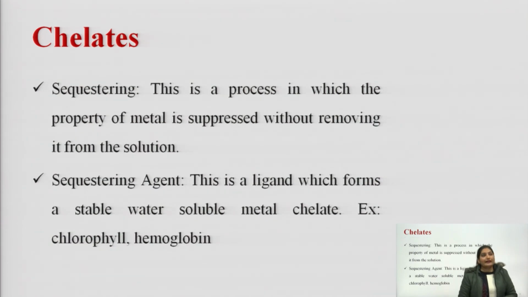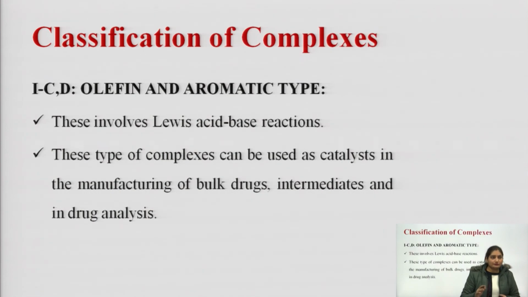Okay. It also involves sequestering agent and sequestering process. What is sequestering? A process in which the property of the metal is suppressed without removing it from the solution, and the agents that initiate the process of sequestering are known as sequestering agents, for example chlorophyll and hemoglobin. Okay. Last is the olefin and aromatic type.